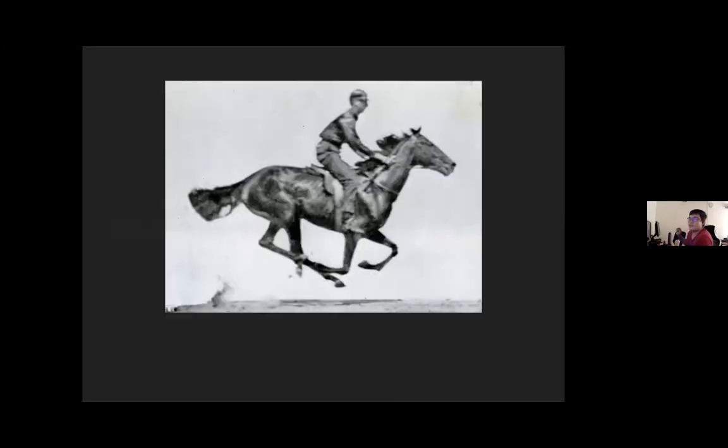So, chapter 1.1, birth of motion picture film. This is one of the most important pictures that inspired the whole thing about movies. So what's so important about this particular picture? What you can see here is someone riding a horse, right? Nothing important, right? Okay, here comes the story.